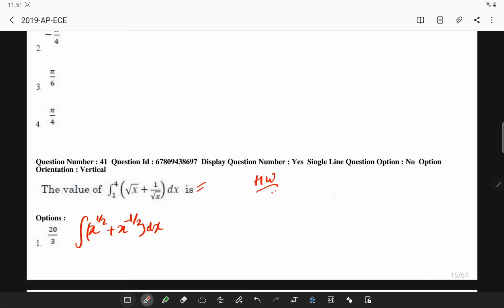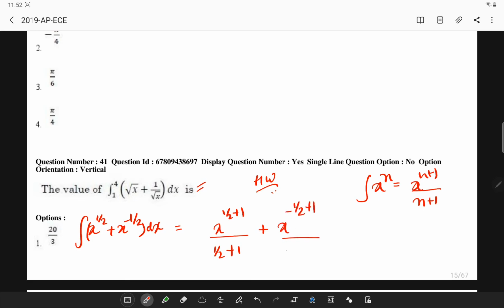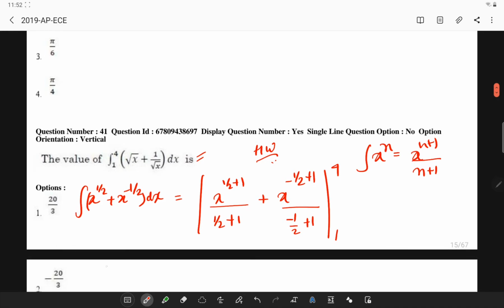So if I simply remember the formula, integral x power n is x power n plus 1 divided by n plus 1. So it will be x power 1 by 2 plus 1 divided by 1 by 2 plus 1, plus x power minus 1 by 2 plus 1 divided by minus 1 by 2 plus 1. And I have to substitute the limits from 4 to 1.